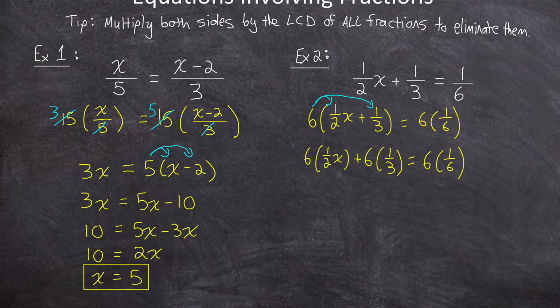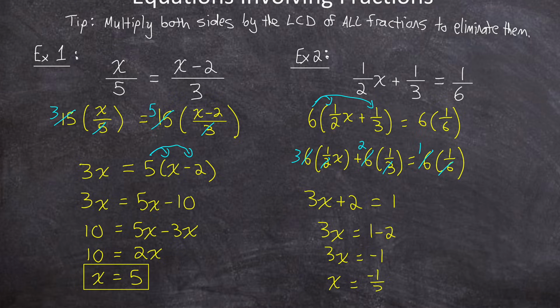And now I can start reducing these fractions. 6 divided by 2 is 3. 6 divided by 3 is 2. And 6 divided by 6 is 1. So on the left side of the equation, I have 3 times x plus 2 times 1. That's just going to be 3x plus 2. And then on the right side of the equation, I just have 1 times 1, which is 1. I'll isolate the variable term by moving the 2 to the other side. So I have 3x being equal to negative 1. And then if I divide the 3, I find that x is equal to negative a third.